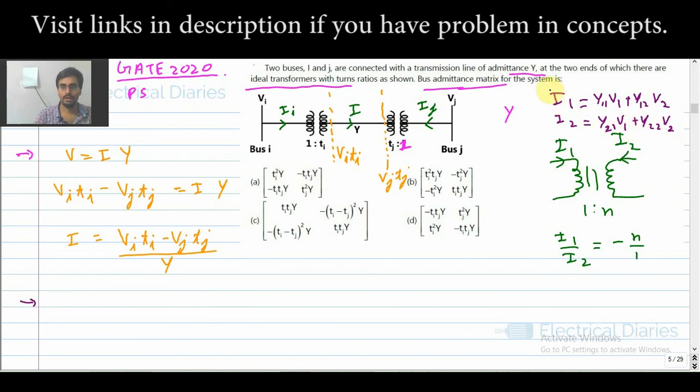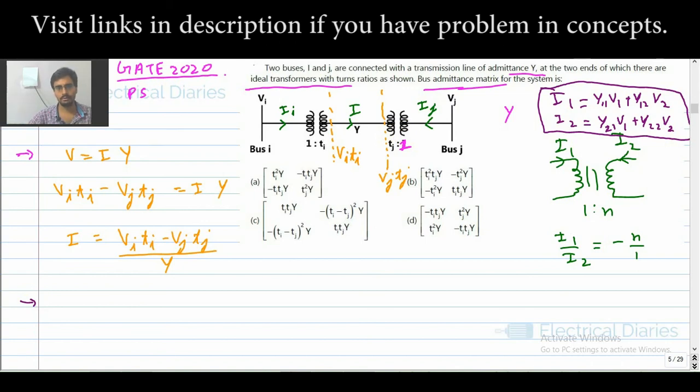So I have to come out with the equations in this fashion. Then I could find out this Y admittance matrix. So that is in my mind, and that is why I have assumed this kind of direction. That is the main logic behind assuming these directions.